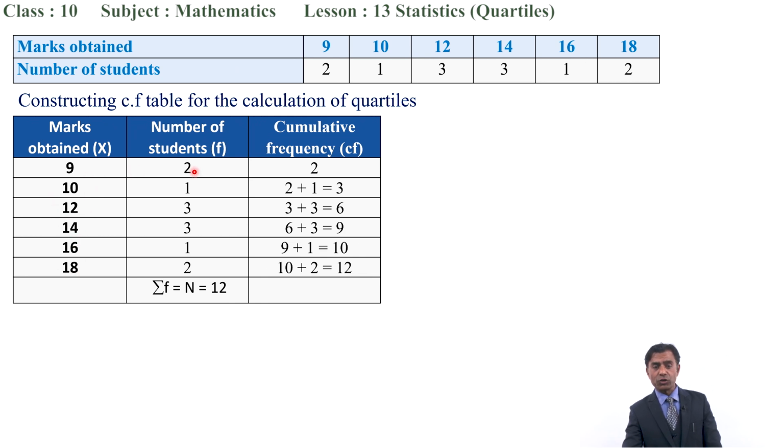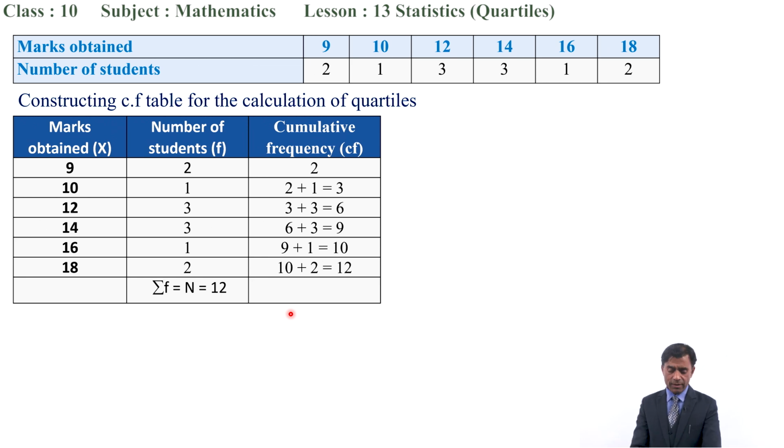So 9 is obtained by 2, and then 10 is obtained by 1, 12 by 3, 14 by 3, 16 by 1, and 18 by 2, which is given here. And then from there we have developed a cumulative frequency table. So after that, we know the formula is similar to that for individual data.